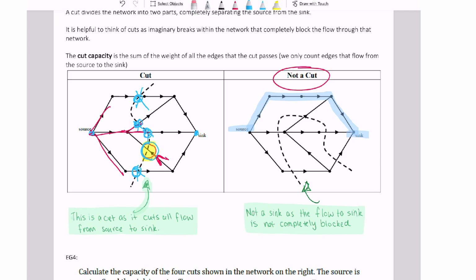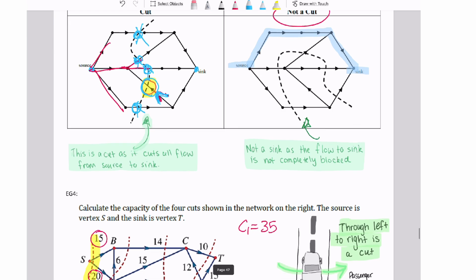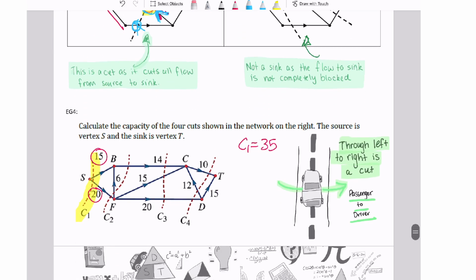So the way I like to help you remember that, it's all about the direction of the arrow. If the arrow is facing in that certain direction, it's a pointless cut, and we don't count that as a capacity. So the way I remember it is when the arrows are pointing into the cut towards the right, we do count it. But if the arrow was pointing to the left, we would not count it.